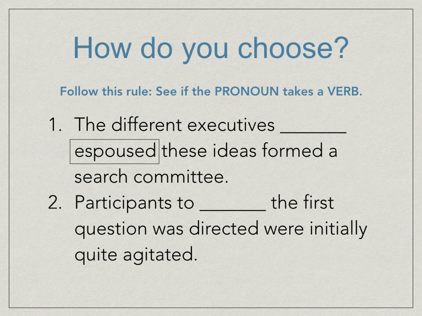But in the second sentence, look for verbs. Okay, participants, well, there are verbs here, but the participants is our main noun. And with participants, something was directed to them. So what you're going to get there is the idea participants to, probably whom in this case. And so: different executives who espoused; participants to whom the first question was directed. So that is one way that you could go about solving these.